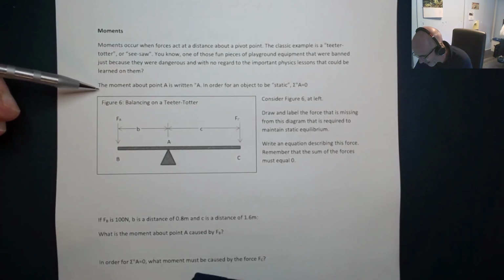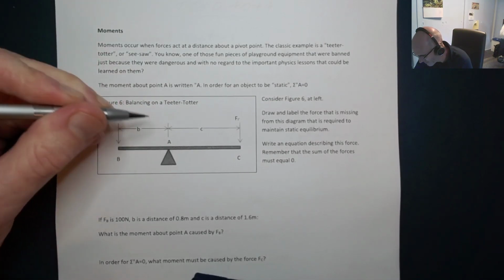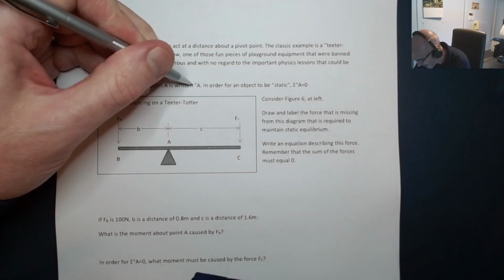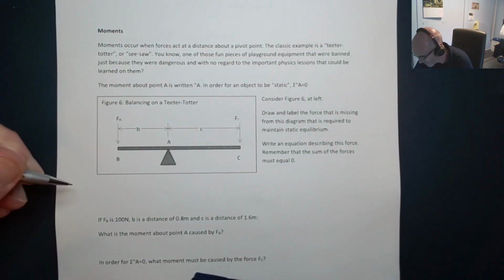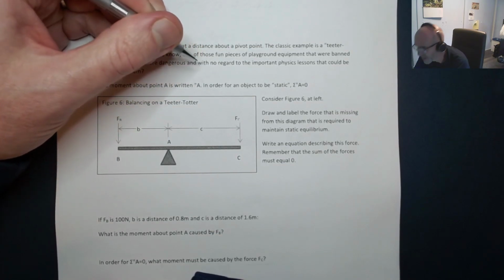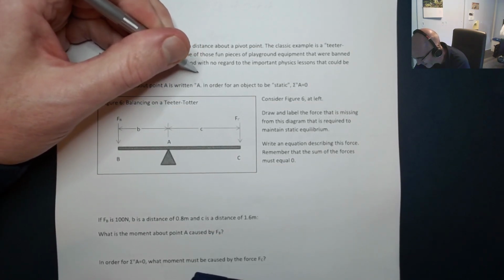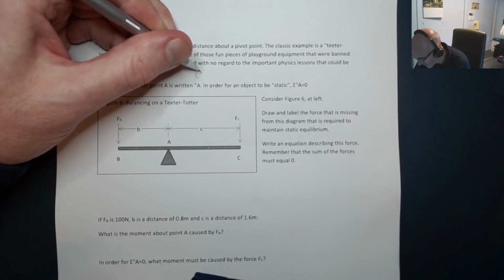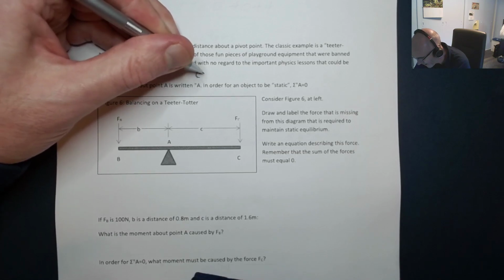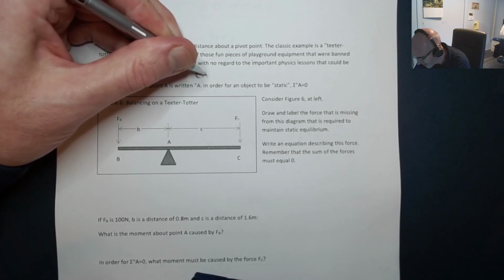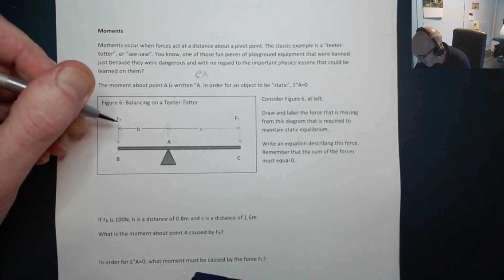Okay, the moment about point A is written. Oh, gee, look at that. That didn't print out properly. I don't know why. There is a little symbol in the character that looks something like that. So just stop right here and draw that in. That's what we should be looking at.